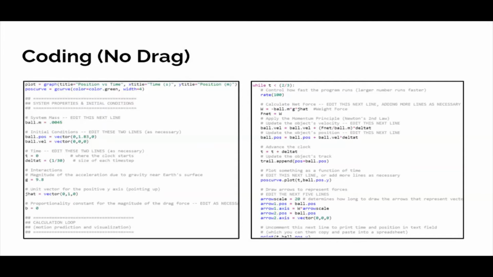In the loop, the velocity updates by adding the net force divided by the ball's mass times the change in time, and the position updates by adding the velocity times the change in time. The arrow scale in both models is set to 20.